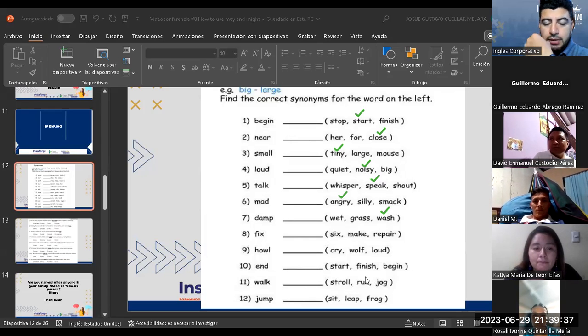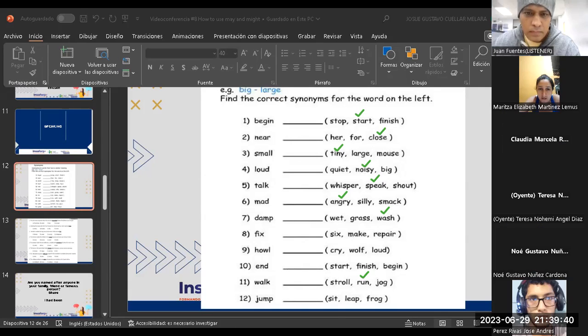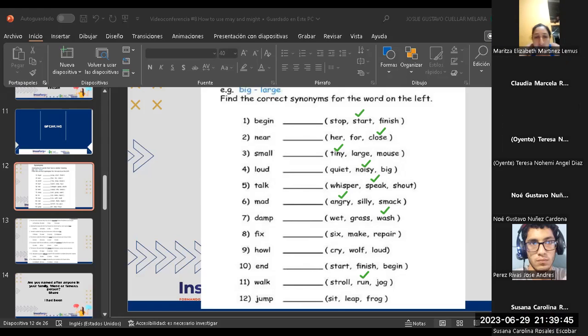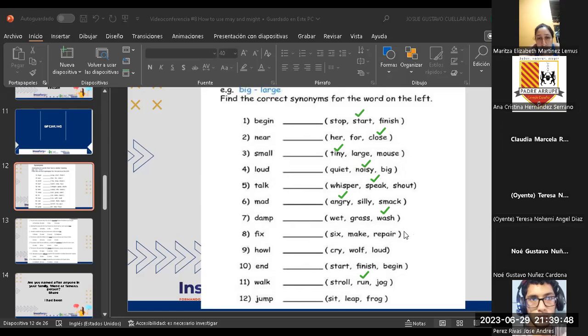Work room. Yeah, thank you. We go with Maritza and then we go with Gustavo. Fix, repair. Thank you. Okay, Gustavo and then Susie. Number nine is home. Work. Thank you. And we go with Susie and Rivas.